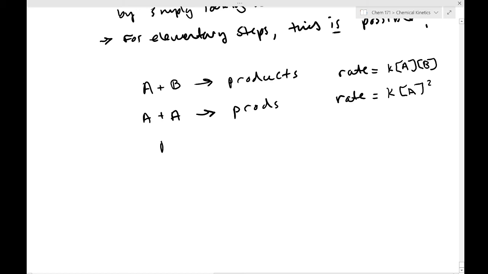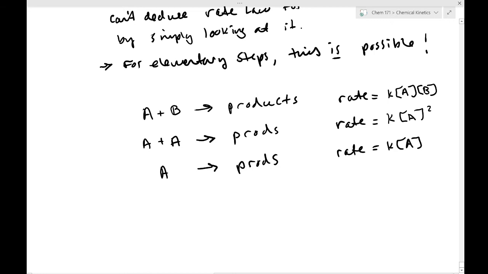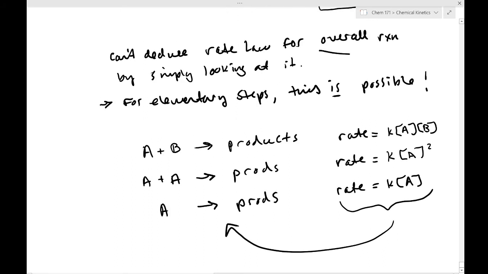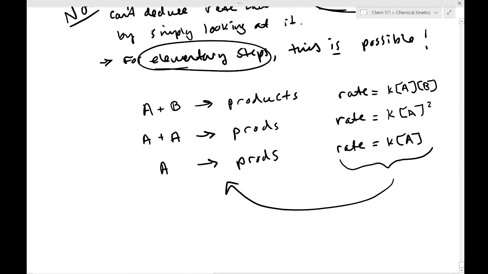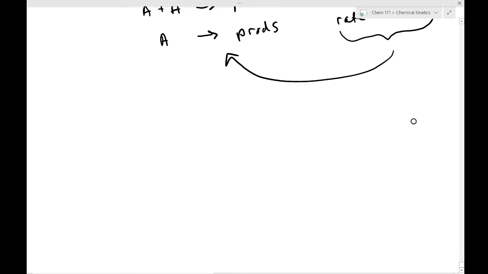And if I have a unimolecular elementary step, I know that my rate is going to be equal to k times A. So you can deduce the rate law by simply looking at the elementary step. This is not true for the overall reaction. It is true for the elementary steps. The elementary steps that make up the overall reaction, we can deduce their rate laws by simply looking at the reaction.